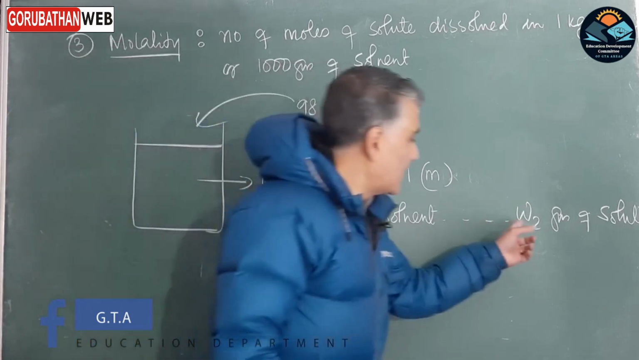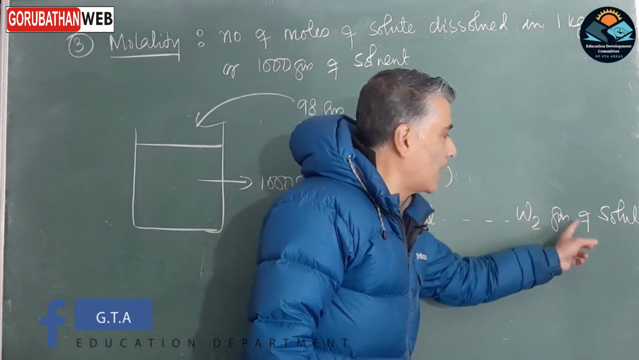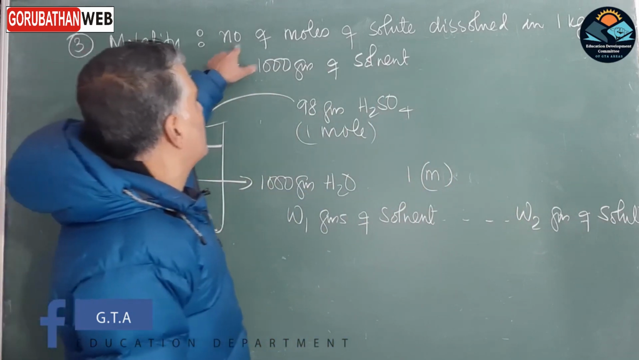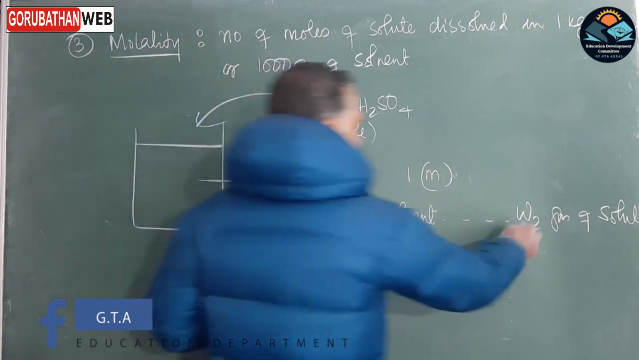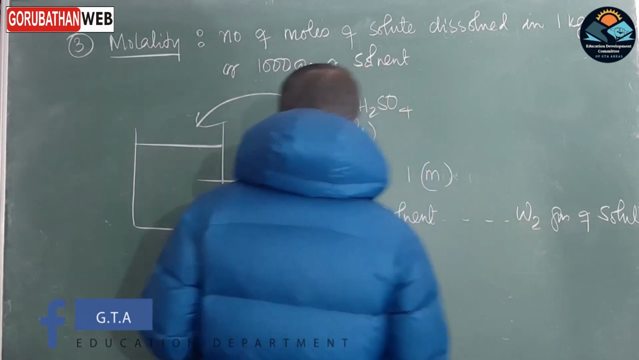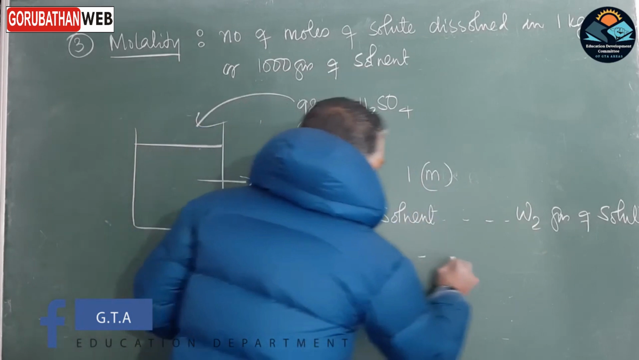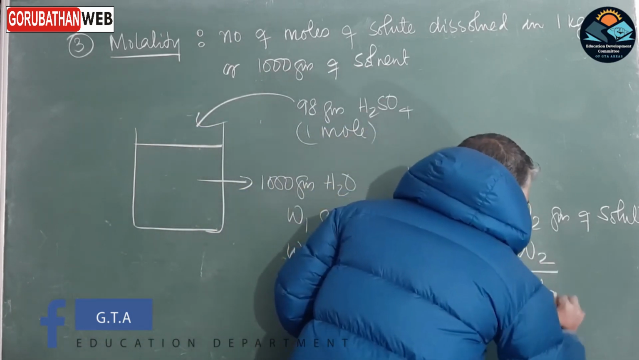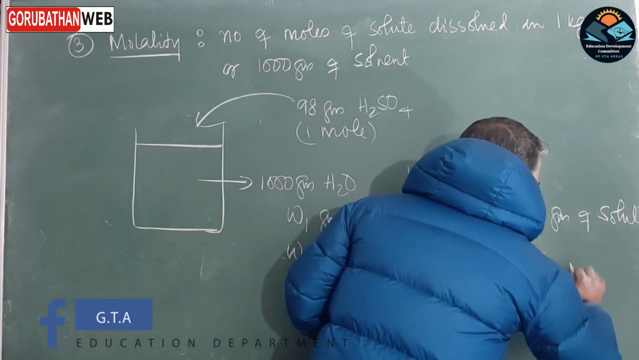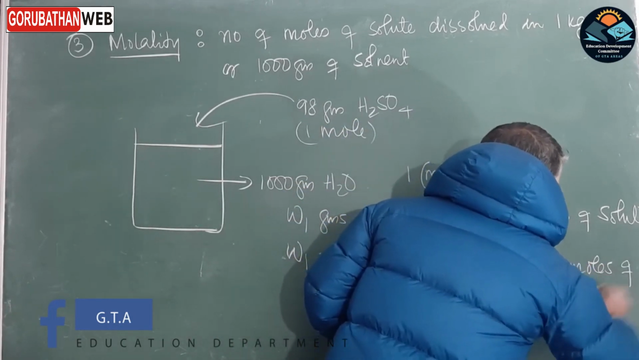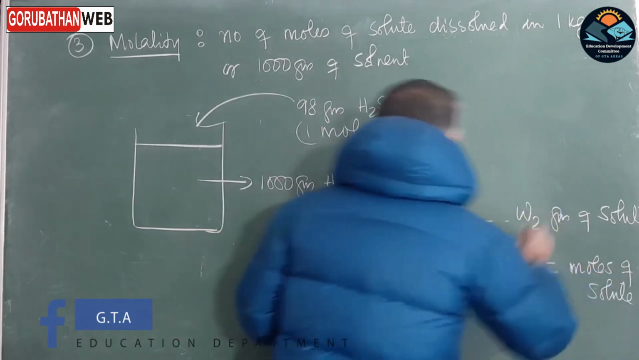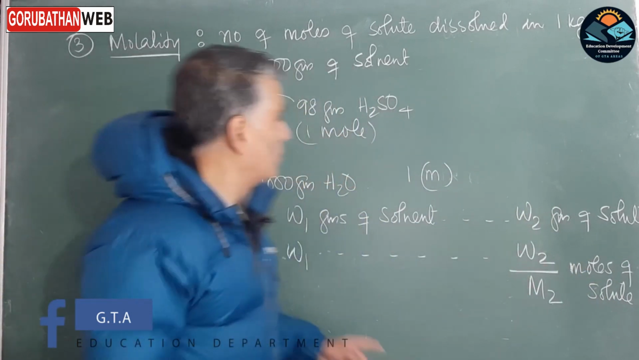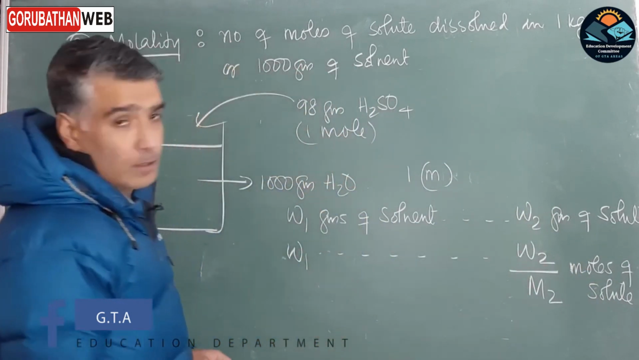But soon I realized that the mass of the solute, W2 grams, is not going to give me molality, because molality is not the mass, molality is the number of moles of solute. So this mass of solute, can you convert into number of moles? Yes, you already know how. You just have to divide this mass of solute by the molecular mass of the solute, isn't it? Then that gives the moles of solute. So you understand why we are dividing the mass of the solute by the molecular mass, because that gives the number of moles of the solute, and that's what we need.